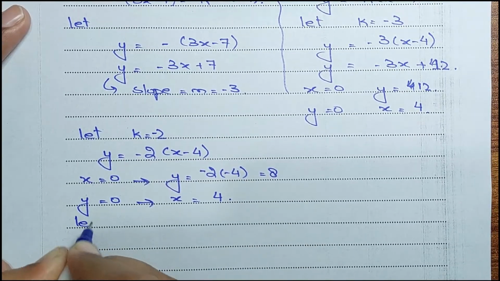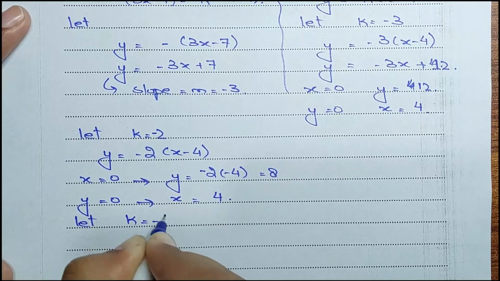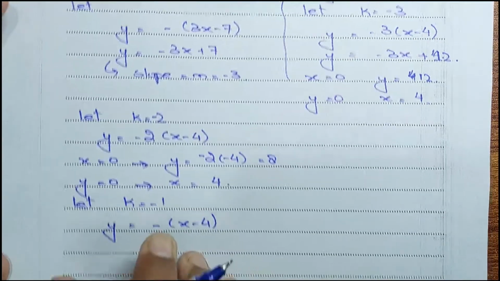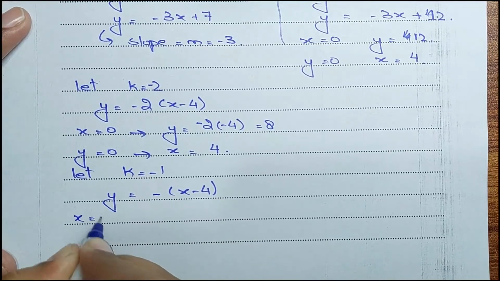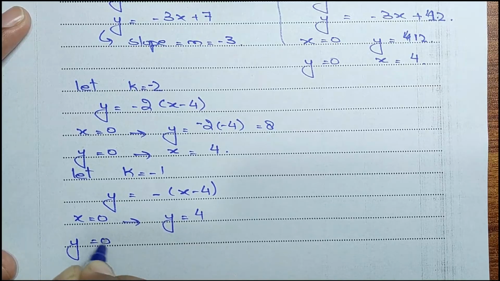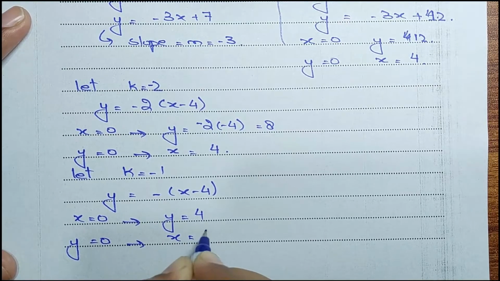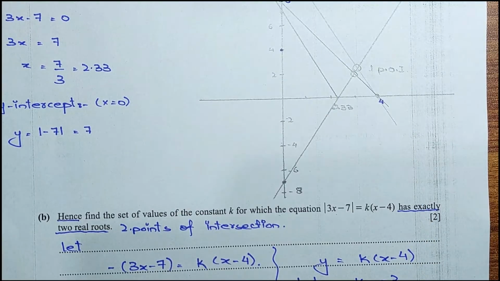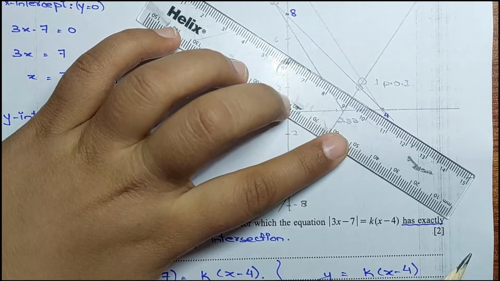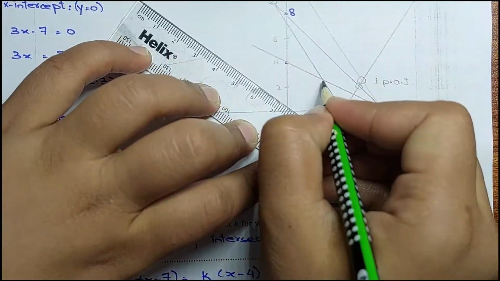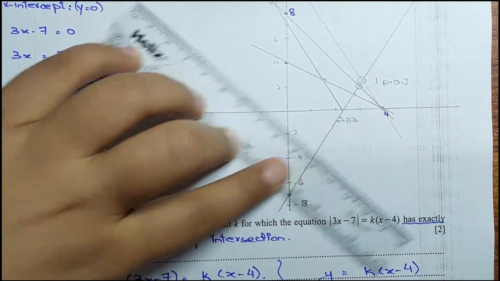Let me check. Let k equal -1. So y equals negative 1 into x minus 4. Finding the intercepts: when x is 0, y is 4, and when y is 0, x is 4. So x is 4 and y is 4. Let me draw this line. Again, you can see it has 2 points of intersection, this curve and this line. These are the 2 points of intersection.